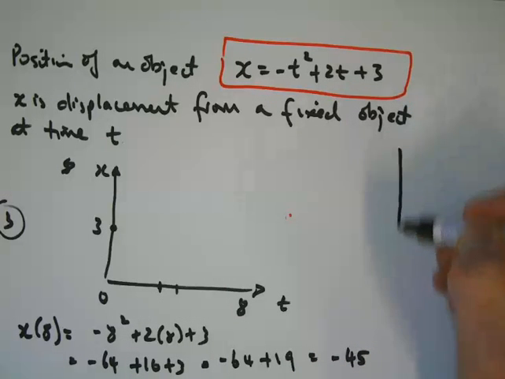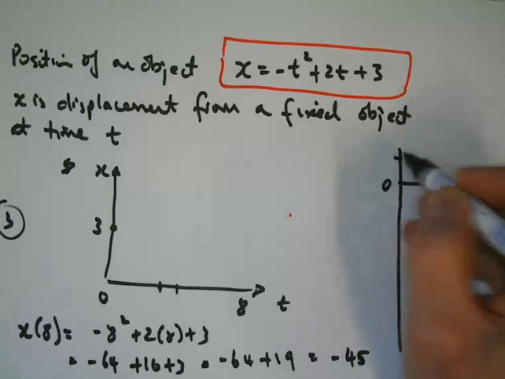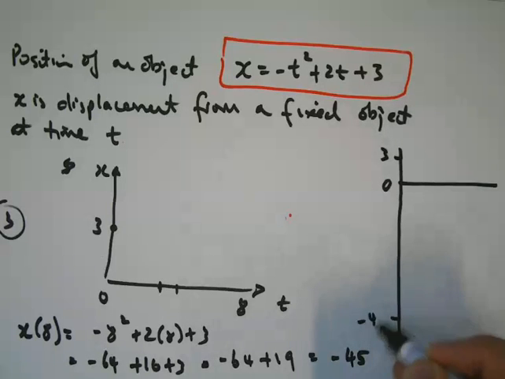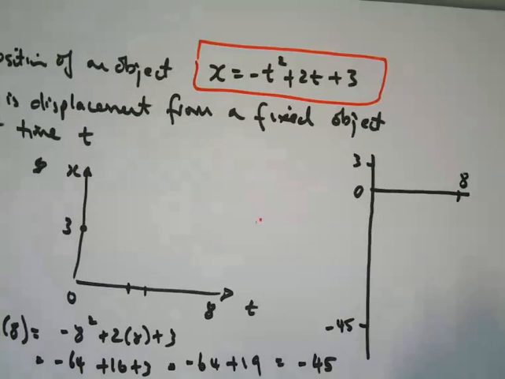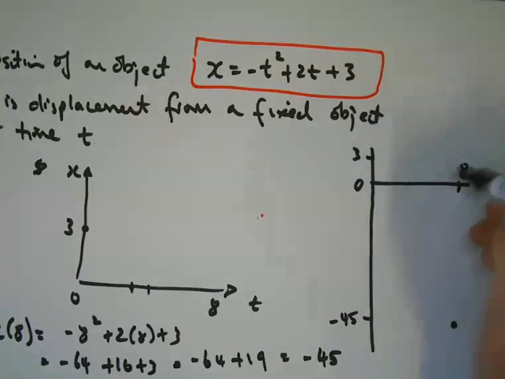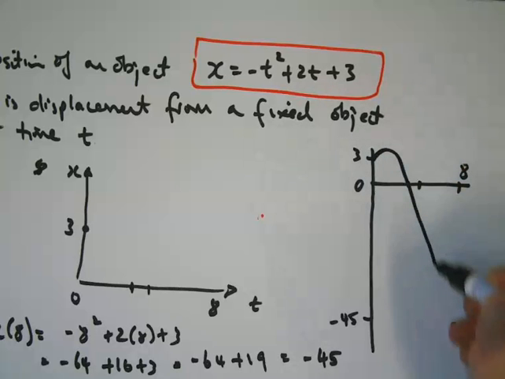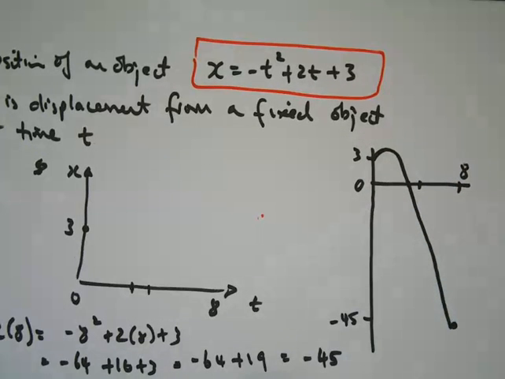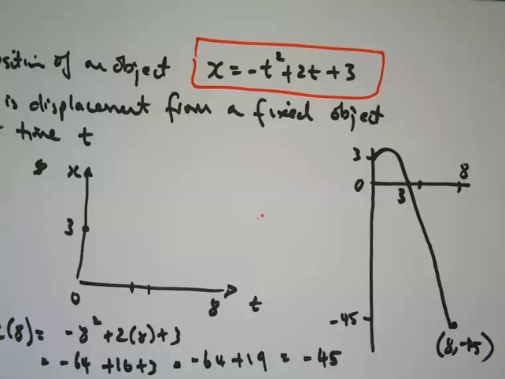So I might graph that again a little bit over here. I need to go from 0 to 3 to negative 45 across to 8, and I'm going to have a point down here, and it's going to go through at 3, so we're going to look like that with my parabola, where that's 8 and negative 45, that's 3, and I need to find that turning point, don't I?